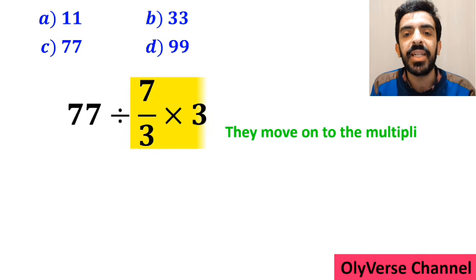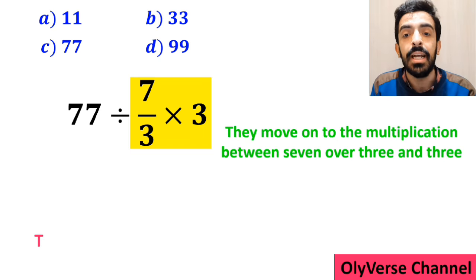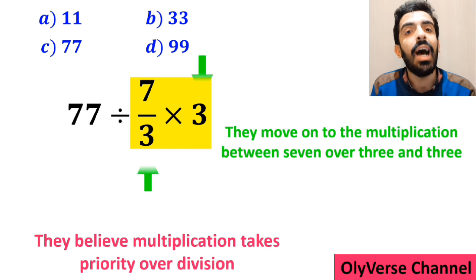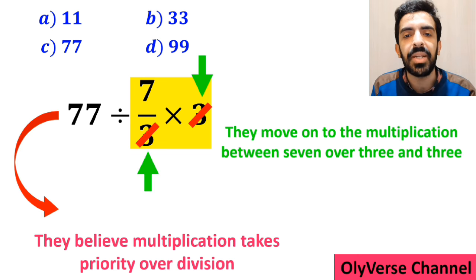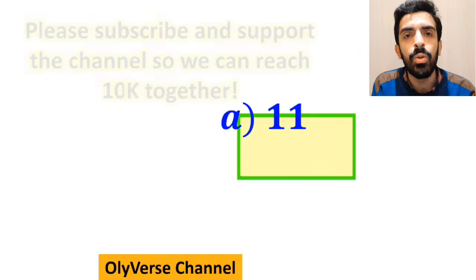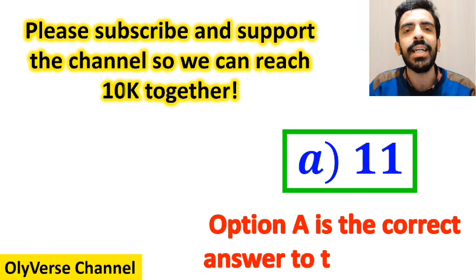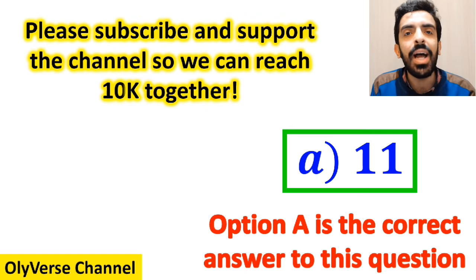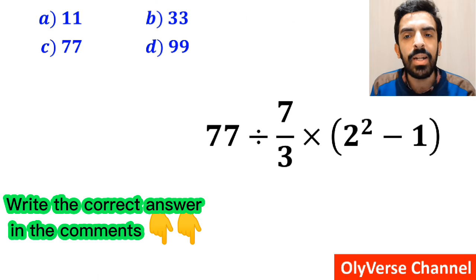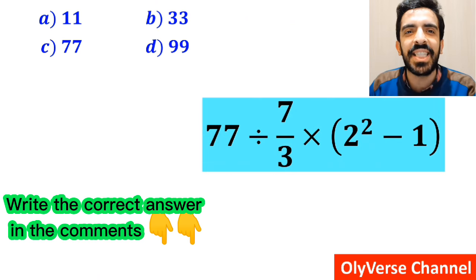Then, they move on to the multiplication between 7 over 3 and 3 because they believe multiplication takes priority over division. As you can see in the image, they simplified the number 3 with the 3 in the denominator, and instead of the original expression, they write 77 divided by 7, which finally gives them the answer 11. And immediately, they conclude that option A is the correct answer to this question. However, this answer is absolutely wrong. Now let's go through this question step by step and solve it together.